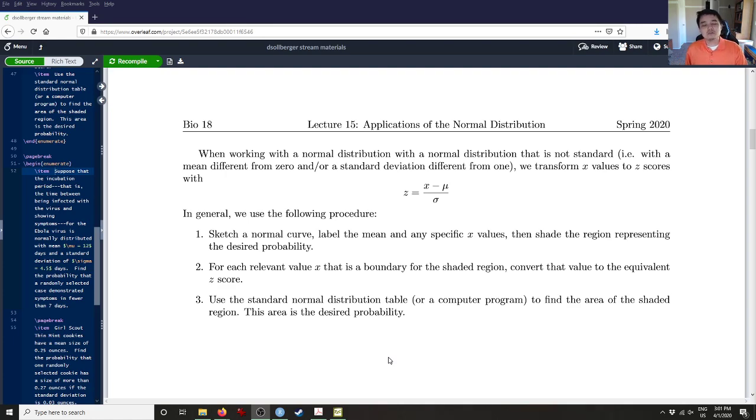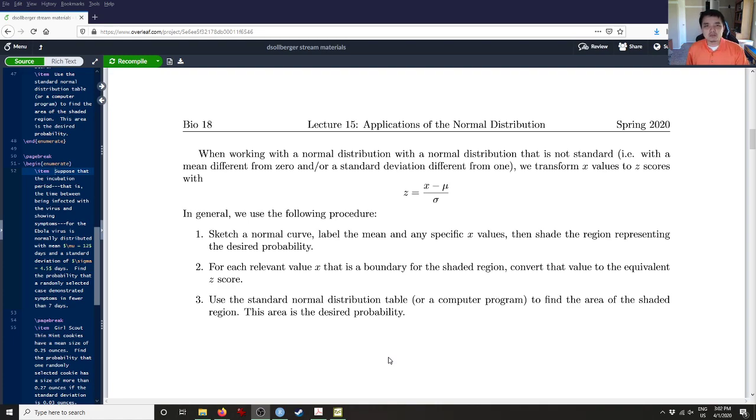As you can see here, today's topic is applications of the normal distribution. What we're doing is we're going to continue our calculations from last time with the bell curve and see how that plays out in word problems in applications.